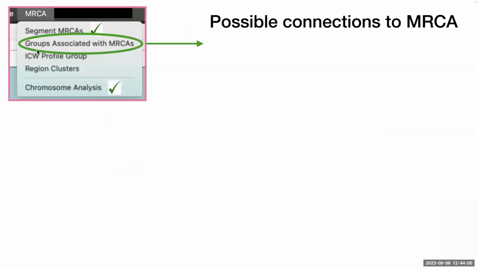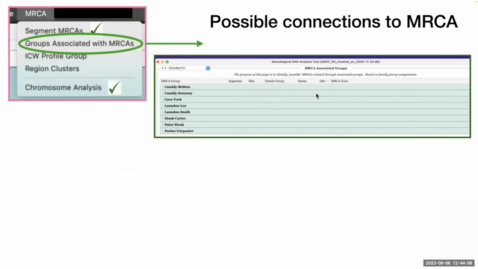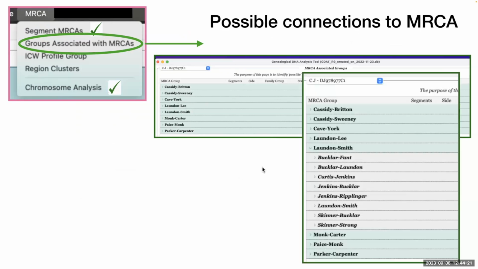This one's an interesting one, groups associated with most recent common ancestors. So this is about possible connections. And this is saying these are MRCA associated groups. So you've identified MRCAs, and it looks for paths. So some of my relatives, so my matches, have got to this common ancestor of Laundon Smith through these paths. So that's how they came up.